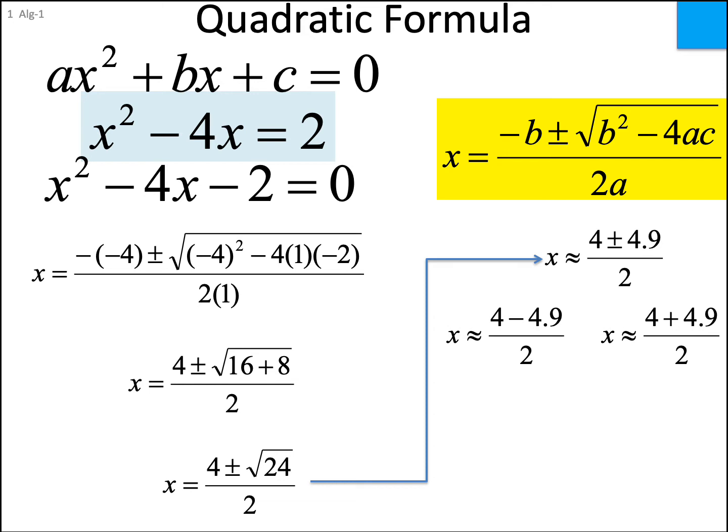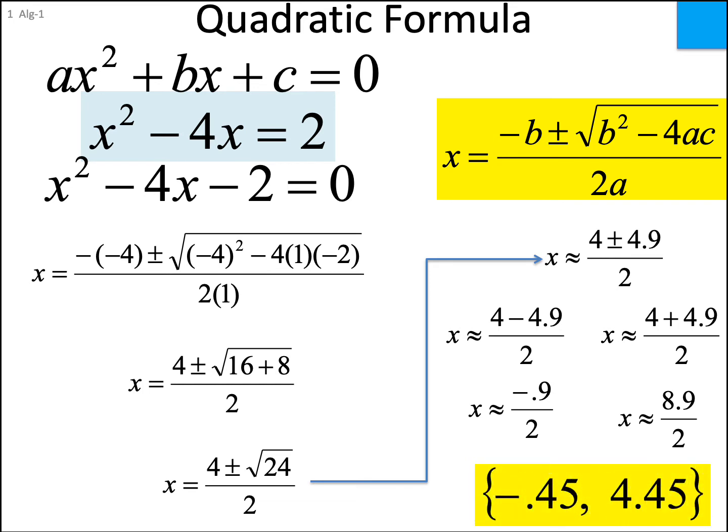4 minus 4.9 is negative 0.9. 4 plus 4.9 would be 8.9. Sure, you can grab your calculators. Negative 0.9 divided by 2 is negative 0.45. And 8.9 divided by 2 is 4.45. There you go. And that's what you did on the previous night's homework.